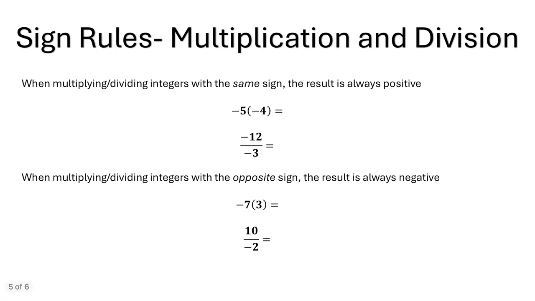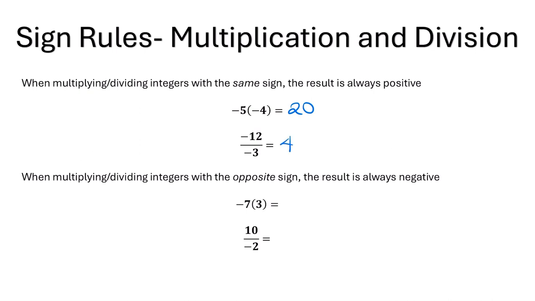So the sign rules for multiplication and division: when you're multiplying or dividing integers that have the same sign, your answer is always going to be positive. So if we have negative 5 times negative 4, the two negatives cancel out and we just have 20. If we're doing negative 12 divided by negative 3, the two negatives cancel out and we just have 4.